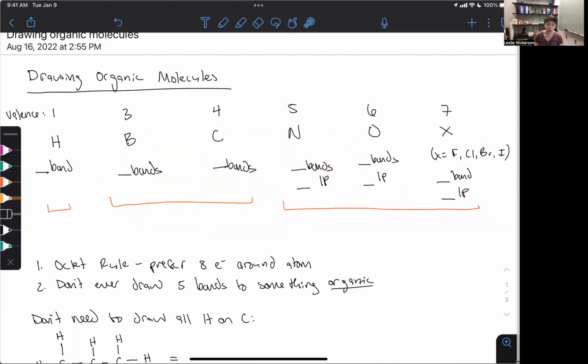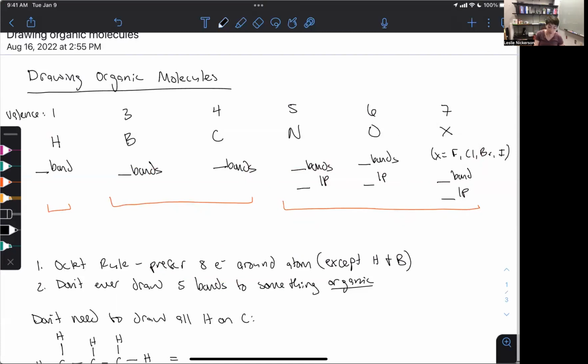Okay, so the first thing that we want to keep in mind is that the octet rule is going to be a huge thing in this class. The octet rule is going to be ruling most of what we do. So we tend to prefer 8 electrons around an atom, except for H and B. Hydrogen obviously is never going to have an octet. That's just way too many electrons. And boron is actually neutral with 6.